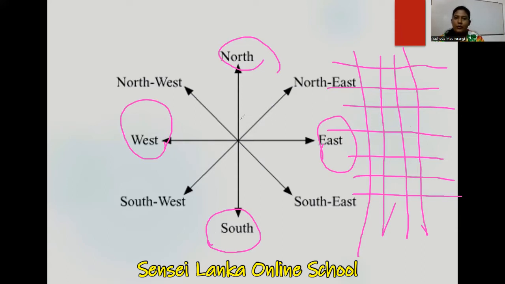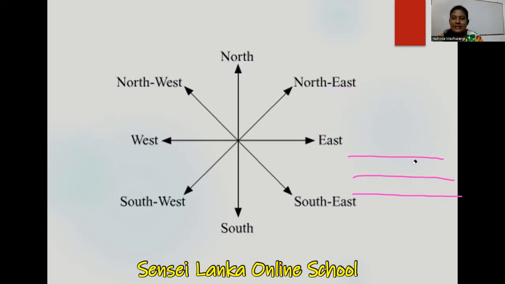So now, do you remember our lesson? North, south, west, east. These are the 4 directions. Don't forget it. If you forget the direction, you can't understand longitudes and latitudes.